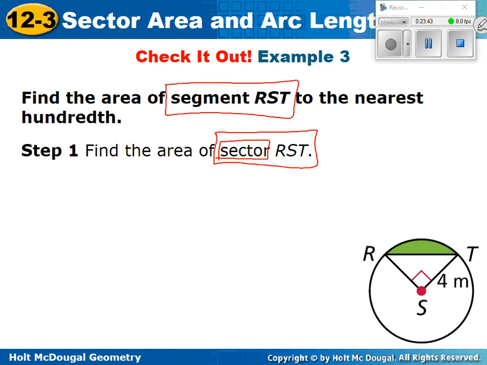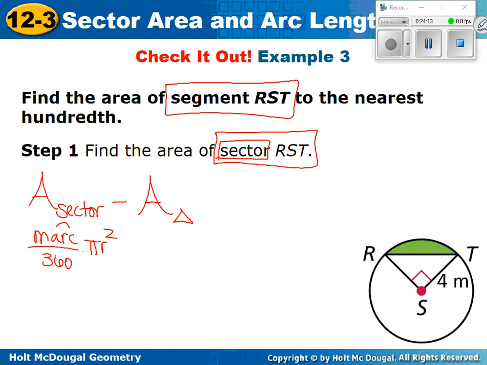So find the area of segment RST. The first step will be to find the area of sector RST. And then what are we going to do once we find the area of the sector? Subtract the area of the triangle. Okay, so the big sector minus the triangle. So again, how do we find the area of a sector? Very good. So the measure of the arc over 360 times pi r squared.